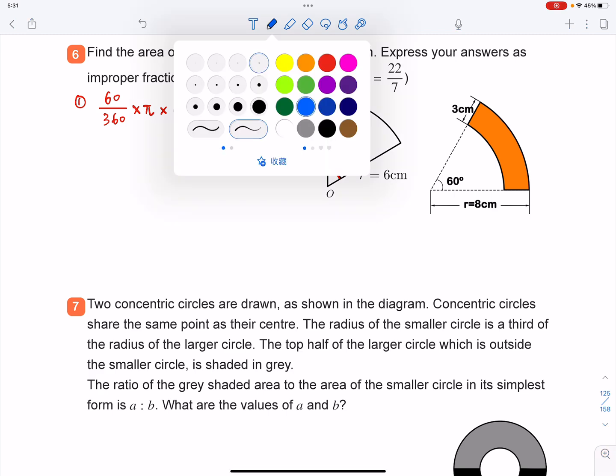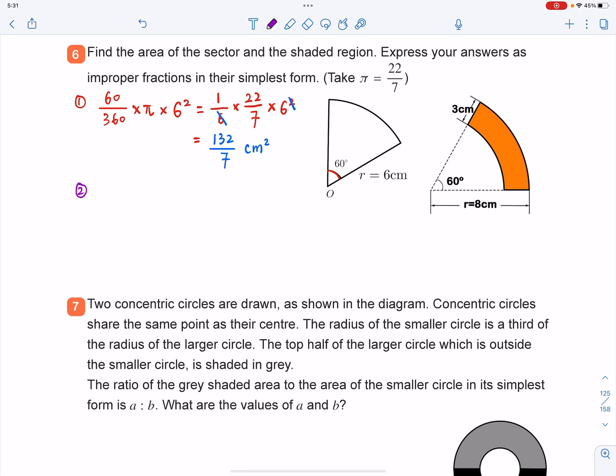Okay, now let's move on to the second question. As for the second question, you know that's the ring, and to get the area of a ring, you can firstly get the area of that complete circle, which is the longer radius take away the shorter radius. And the shorter radius will be 8 minus 3, so you got 5 centimeters.